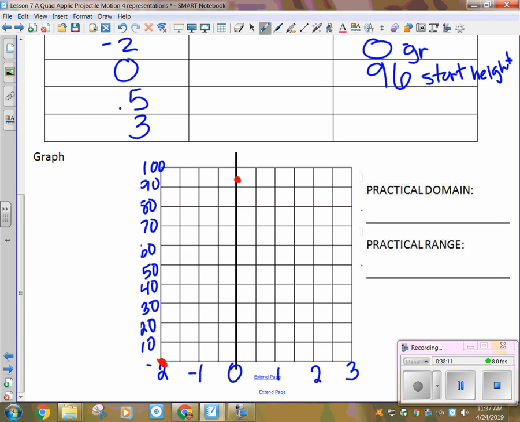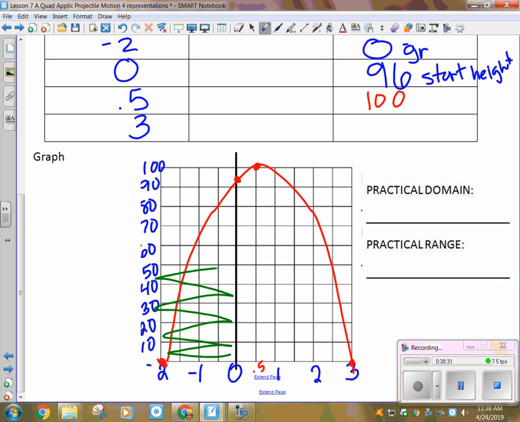At 0.5 seconds, half a second after he launched his balloon, how high did it go? 100. So that would be 0.5, that next line. So right here's 100. And then by 3 seconds, we're what? Back on the ground. Let me ask you a question. What part of this graph do I really not need? In the real world, I do not need the negative side. My graph really starts right here. Everybody good? My graph really starts right there. Because at 3 seconds, I'm back at what? 0, which means I'm on the ground.